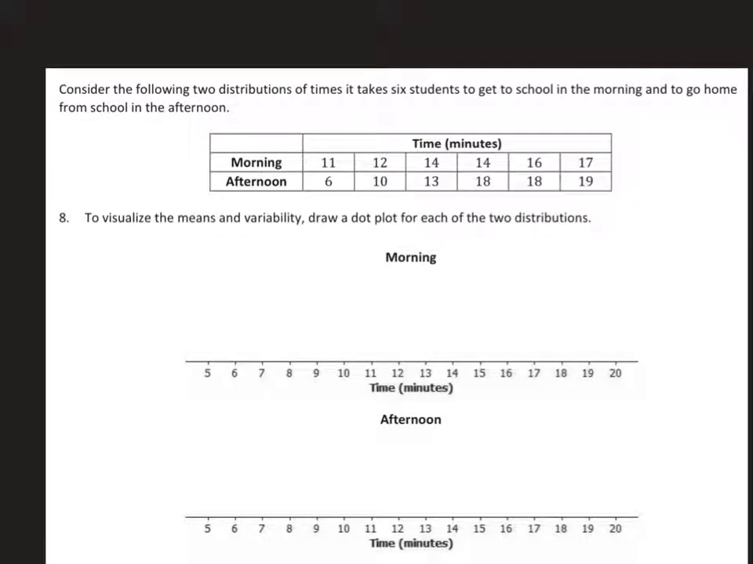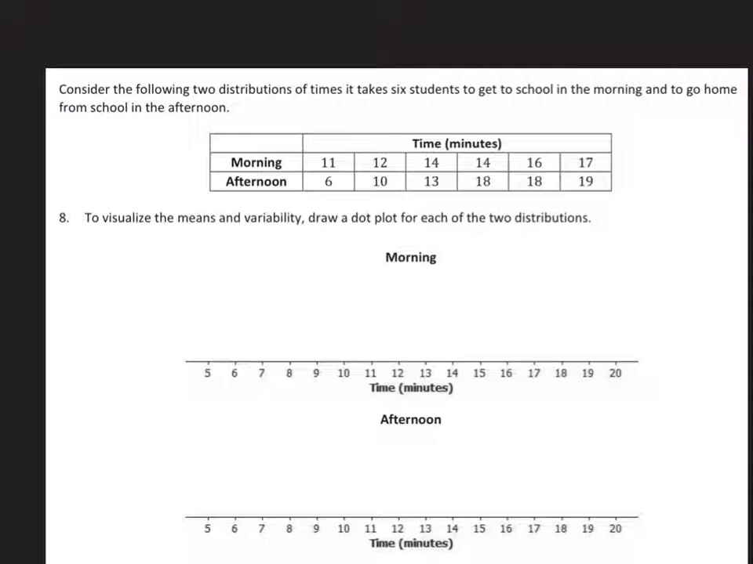Consider the following two distributions of times it takes 6 students to get to school in the morning and to get home in the afternoon. The first thing it's asking us to do is visualize the means and variability. Draw a dot plot for each of the two distributions.